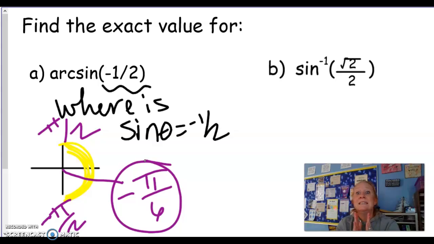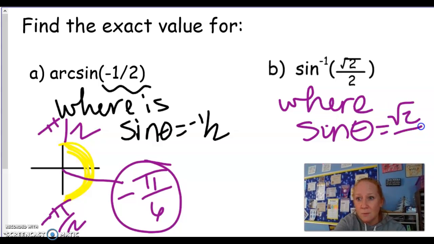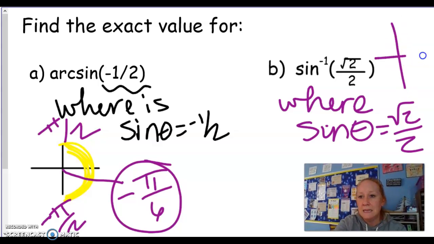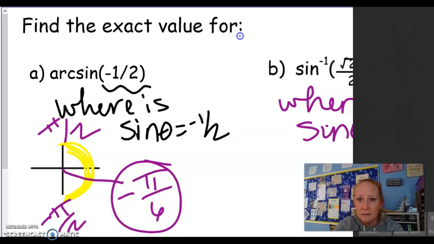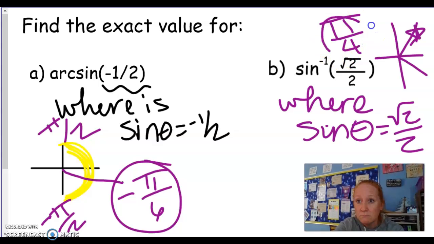All right, next one. Sine inverse, which is the same thing as arcsine, of square root 2 over 2. This should make you excited. I told you these would be your favorite. Okay, so that says, where is sine theta equal to square root of 2 over 2? Well, you're like, hey, pi over 4s. You are right. And then I think, okay, is it this pi over 4 or this one? Well, it's positive, so therefore it's this one. Ooh, what just happened there? So that is positive pi over 4.